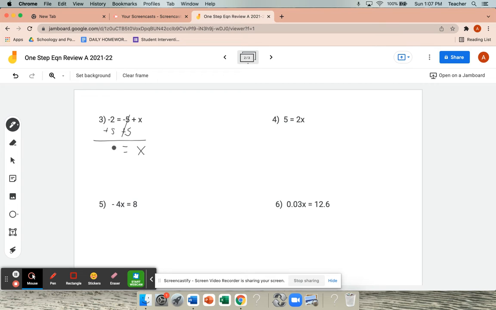Negative 2 plus positive 5 is 3. Check our work. Does negative 2 equal negative 5 plus 3? That equals negative 2, so yes, it checks.